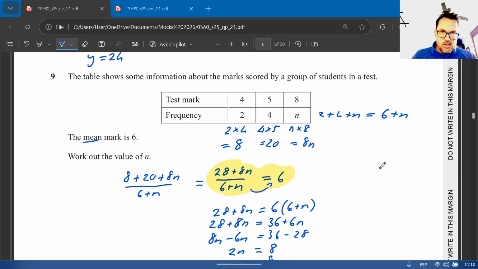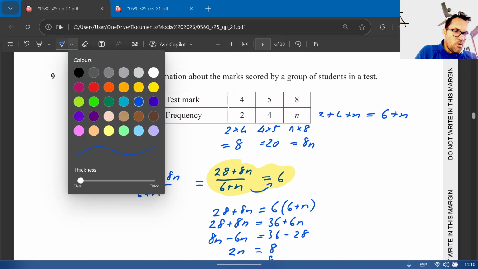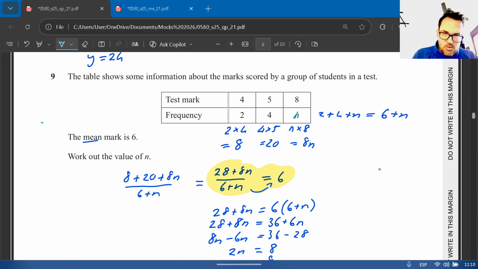Does that make sense? We can do a quick check. If this means there's 4, it means in total there are 10 students. And then 8 times 4 will be 32. So we do 8 plus 32, that's 40, plus 20, that's 60. 60 divided by 10, the mean is 6. Yes, so I know it's correct, even without checking the mark scheme.